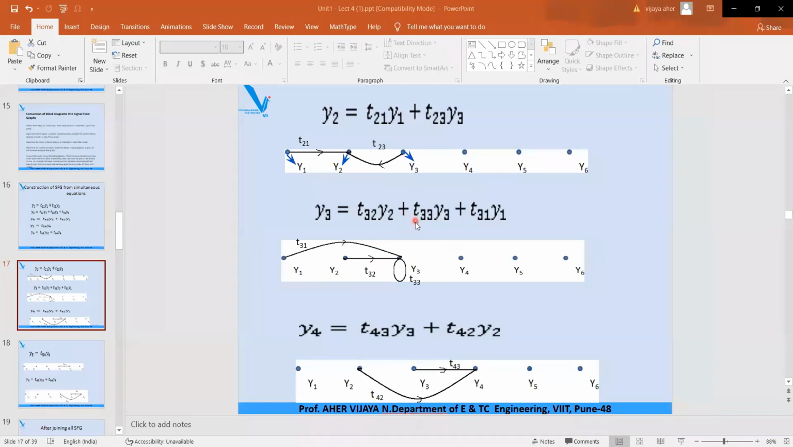Plus T33. आता हा जो आहे हा माझा आहे Y3. So I am going to write माझं starting node पण हाच आहे आणि ending node पण हाच आहे Y3. So I have drawn this loop T33. So this is my transmittance T33 into Y3. So equation for this loop is T33 transmittance into Y3, starting from Y3 ending to Y3. Second term झाली plus T33 Y3. Arrow पण असाच आहे, फॉरवर्ड डायरेक्शन नी arrow आहे.